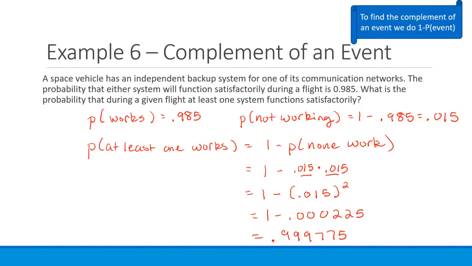So it'd be a very, very slim chance that it would not work, which is why you have backup systems and make sure that your systems don't fail often. If that was a lower probability, you might want to consider having 3 systems so that you have a smaller chance of having all of them down.